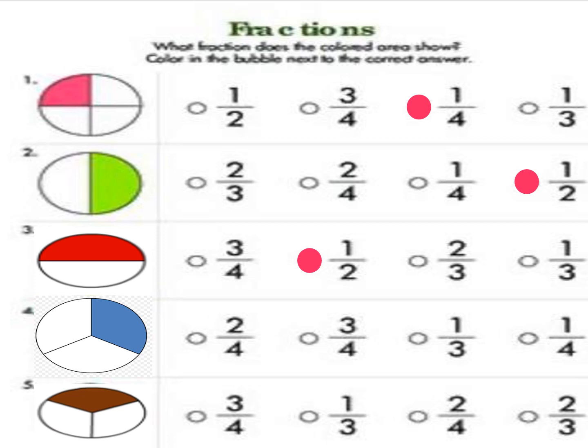I have the fourth one. 1, 2, 3. Circle divided into 3 and one part colored, so the total part 3 and the part colored 1, so 1 over 3, 1/3. The last one, I have 1, 2, 3. The total part 3 and the part colored 1, so it will be 1 over 3, 1/3.